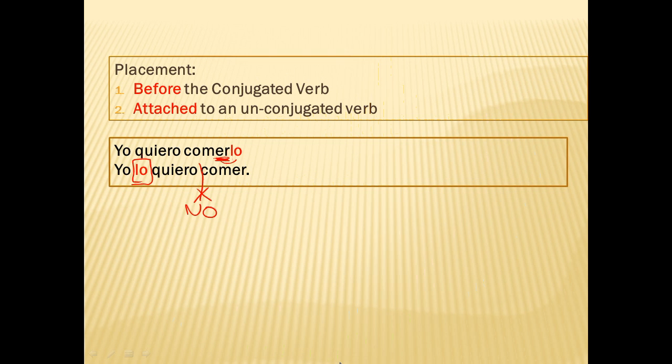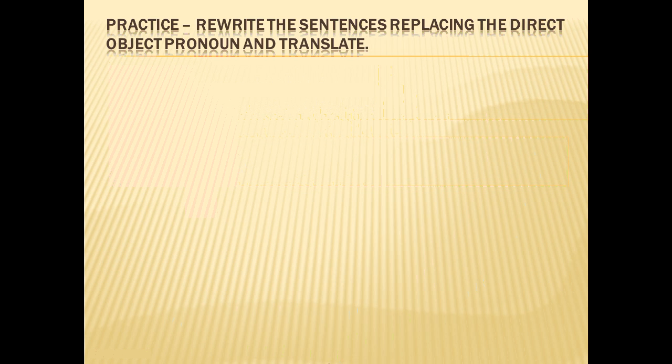What I would like you to do is I would like you to practice. Take a look at your sheets. It says rewrite the sentences, replacing the direct object pronoun. And here are the instructions as well. You're going to replace the direct object with the direct object pronoun, and you are going to translate the sentences, okay? So, no compro el coche, no lo compro, I don't buy it. So I want you to pause this recording, and then you're going to fill out the information, and then you're going to check your answers, okay?